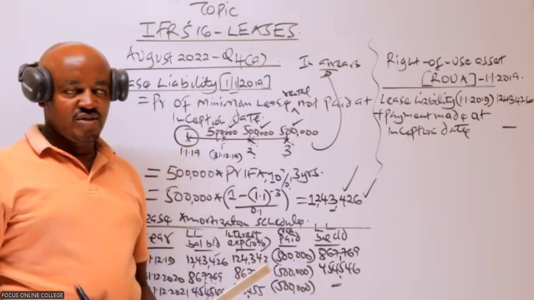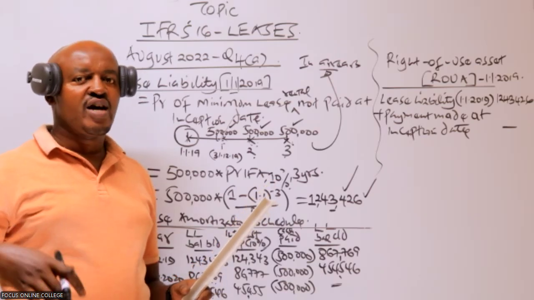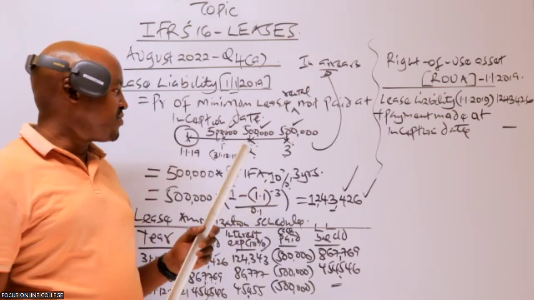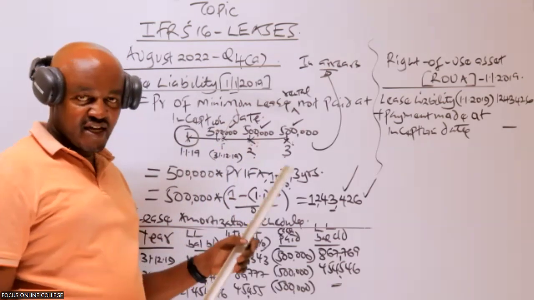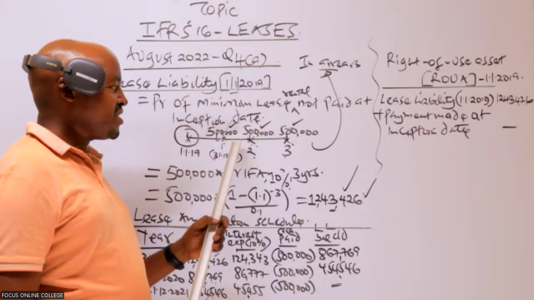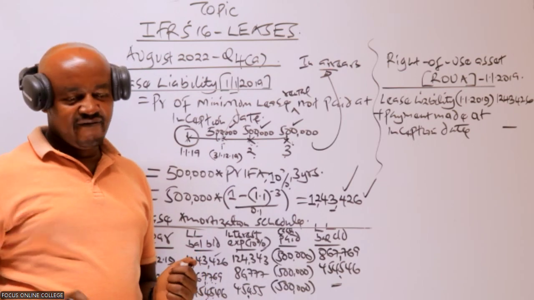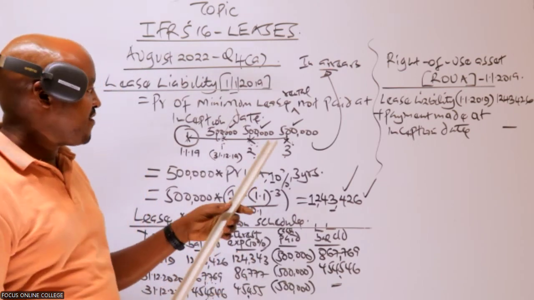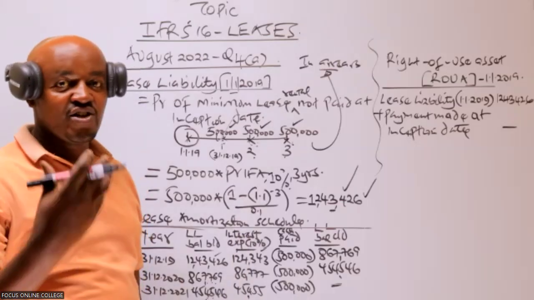In case of annuities, we have annuity due, and also we have ordinary annuities. Those annuities which are payable, or cash flows received at the start of the year, and those cash flows which are received at the end of the year, there is a difference in how we discount them. So these minimum lease rentals are payable in arrears, at the end of each year.